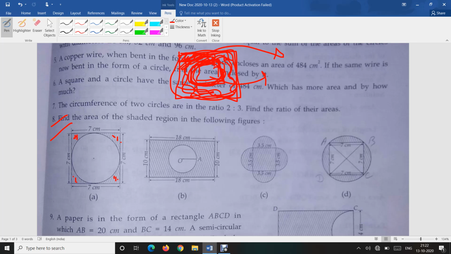That means you have to find out the area of square, and after that you have to find out the area of circle. Now if you want to find out the area of the shaded region, then first of all you have to see which area is bigger. Obviously the area of square is bigger, because the circle is within the square, and the area of the circle is small.